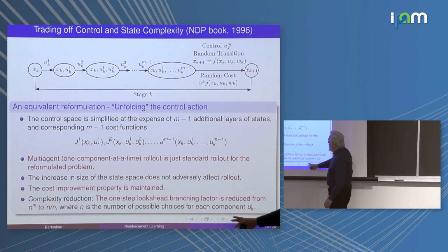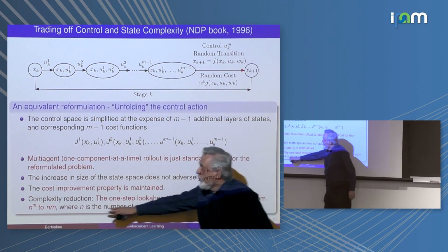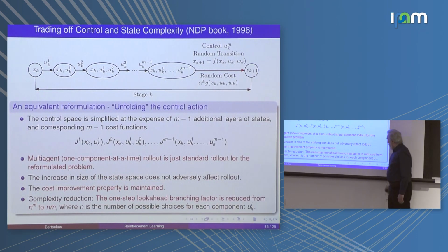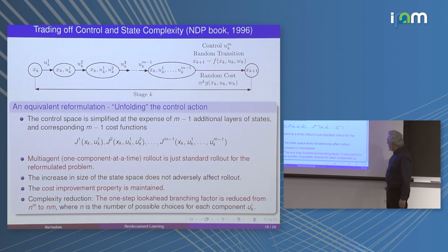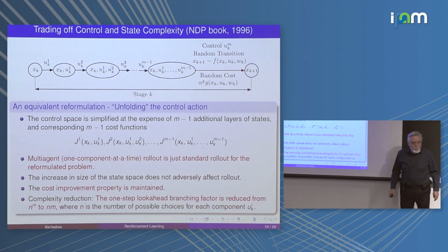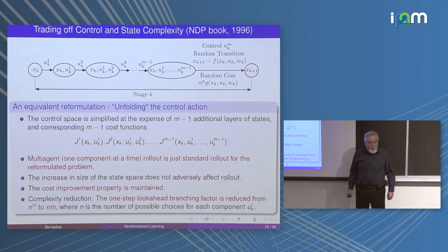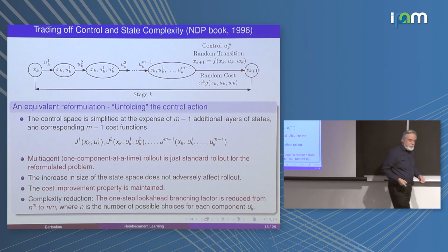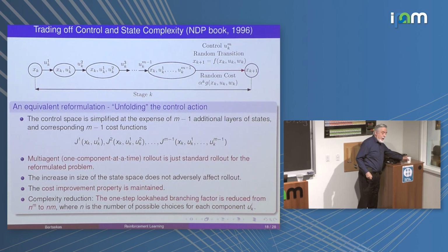And of course, the complexity reduction here is that the one-step look-ahead branching factor is reduced from exponential to linear, where n here is the number of possible choices of each component. So there are m times more stages now, because the state corresponds to m choices of control, one at a time, from a smaller space. There are intermediate states like x_k superscript j, where j goes from 1 to m.